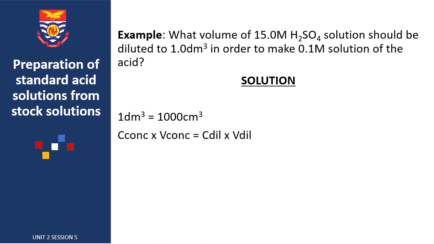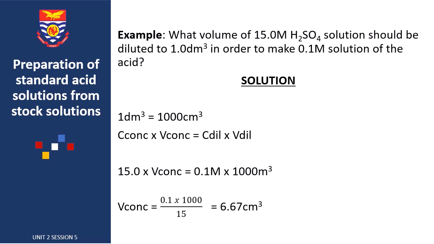Now that we know that, let's go for our dilution formula. And for the dilution formula, we know the concentration of the concentrated solution, which is 15 molar. The volume of the concentrated solution is what we are going to determine. The concentration of the dilute solution is 0.1, and that of the volume is 1000 cubic centimeters. So we do our substitution, make volume of the concentrated solution the subject, and then we have our answer there.